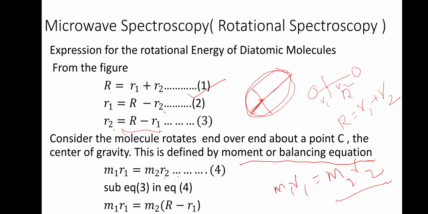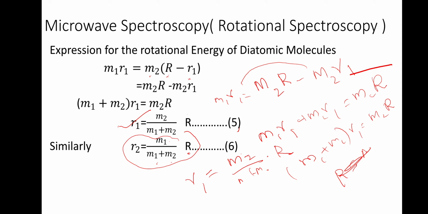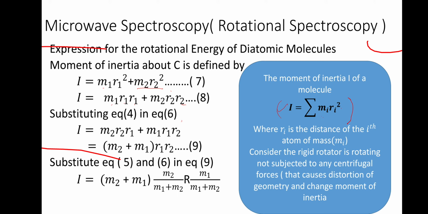Equation 4 was this one, m1 r1 is equal to m2 r2. This we are going to substitute in this one. So what happened, m1 r1, either you can put this as m2 r2 or m2 r2 as m1 r1. Here I have put m1 r1 as m2 r2. That was equation number 6. What is equation number 6? m2 r2 is equal to m1 r1. Definition of center of gravity.